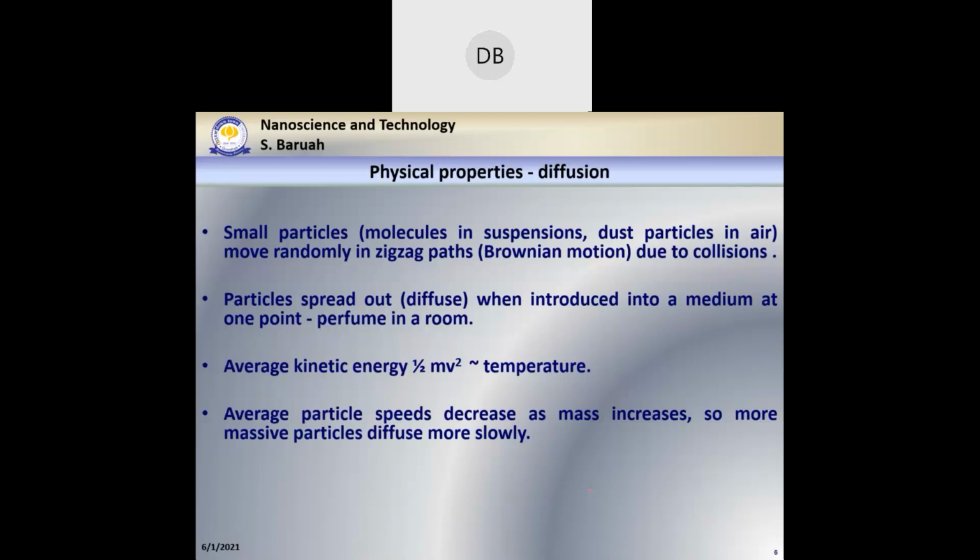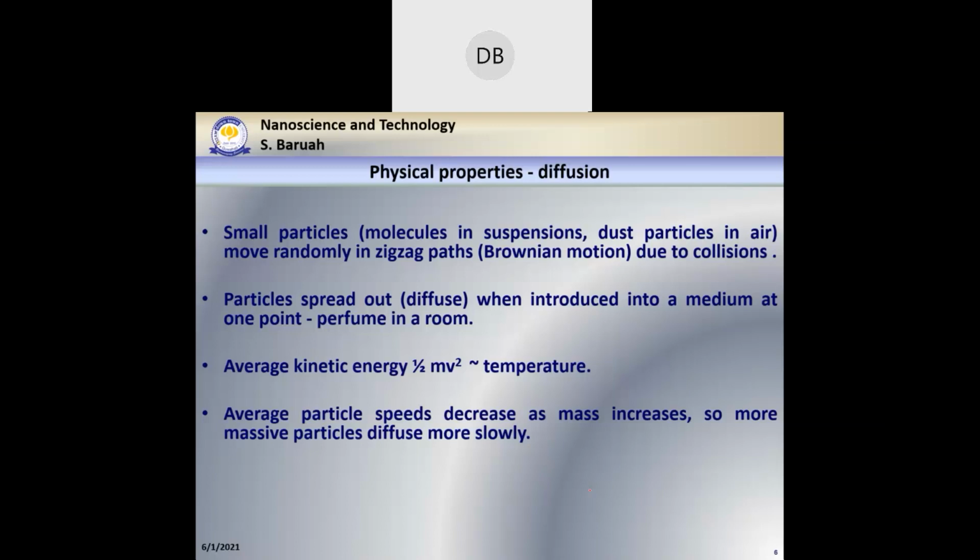The kinetic energy, because of these movements, is directly related to the temperature. Higher the temperature, more will be the kinetic energy because the velocity increases. Average particle speeds decrease as mass increases, right? So more massive particles diffuse more slowly. It is very obvious, you know this, right?